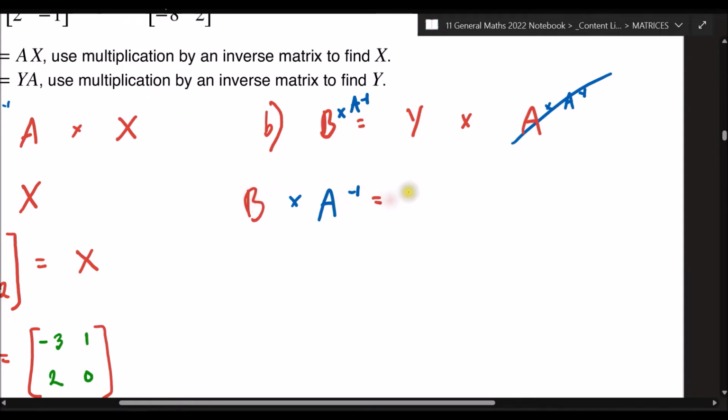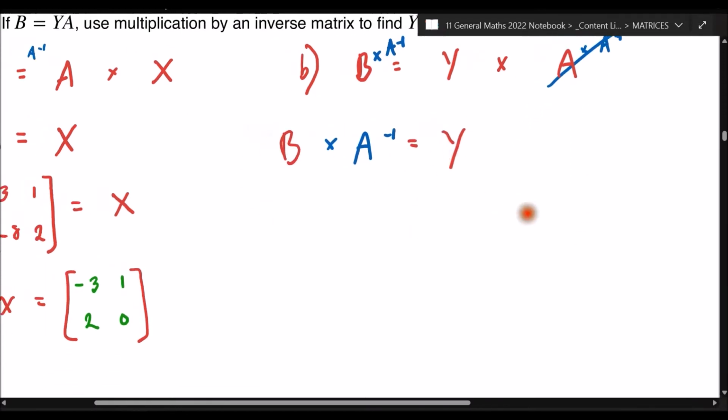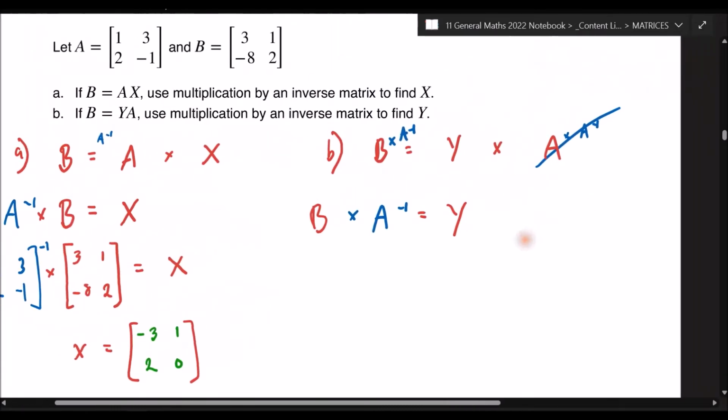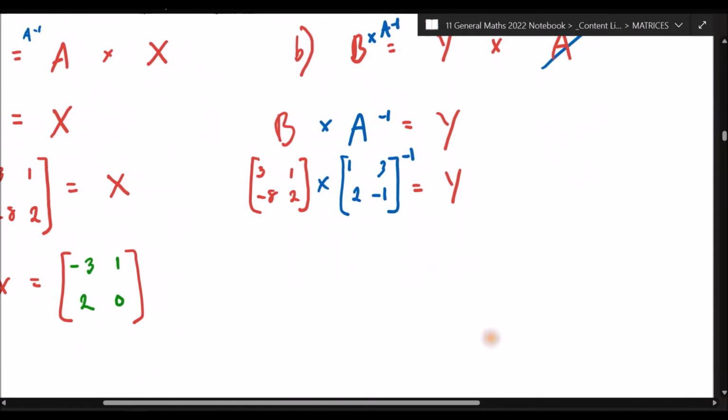Equals Y. Okay, so let's replace the letters with the matrices there. So you've got B matrix, which is 3, 1, -8, 2, times A matrix, which will be 1, 3, 2, -1. But remember, the A matrix has been inversed here. It's equal to Y. So now that's going to give us Y matrix.